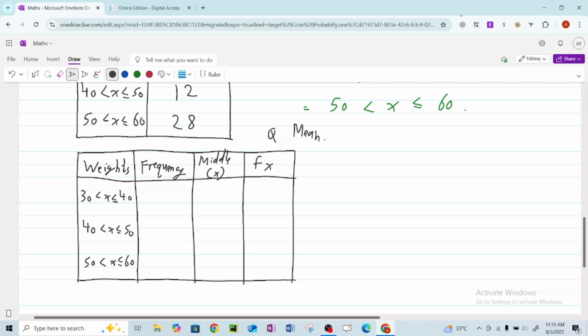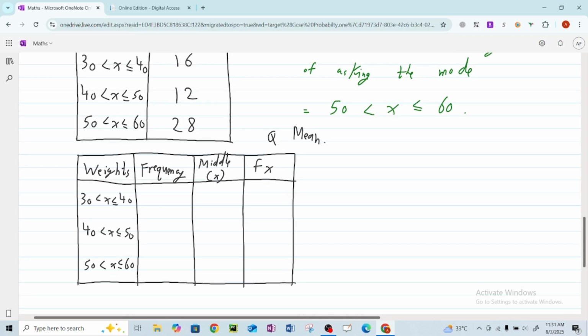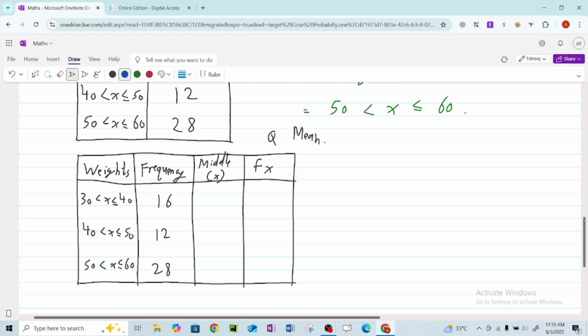Now, we have the question over here. Let's take the frequency as well first. Frequency was 16, 12, and 28. Now, what do we do in this case? First step, we find the middle value of x, meaning weight is our x, right? What's the middle value of 30 and 40? 35. So we're going to take x as 35. Then same thing with 40 and 50, we have 45. Then for 50 and 60, we're going to have 55. We have these three middle x values. Now we can find fx by multiplying 16 and 35, 12 and 45, and 28 and 55.